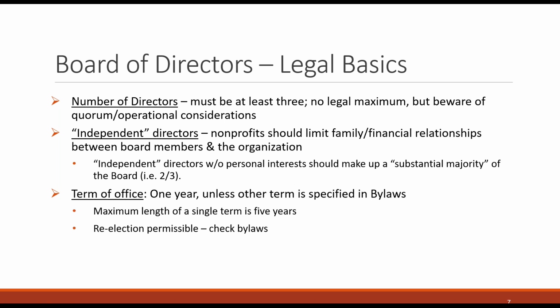By default, it's a 1-year term under the DC Nonprofit Code, unless another generally longer term is specified in your bylaws. In the code, the maximum length of a single term is 5 years, but folks can be re-elected to additional terms. I'm going to talk a lot about DC law in this presentation.